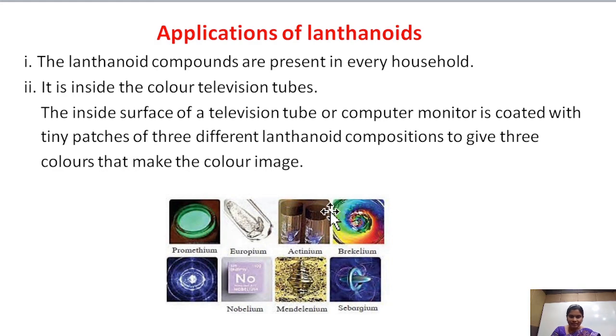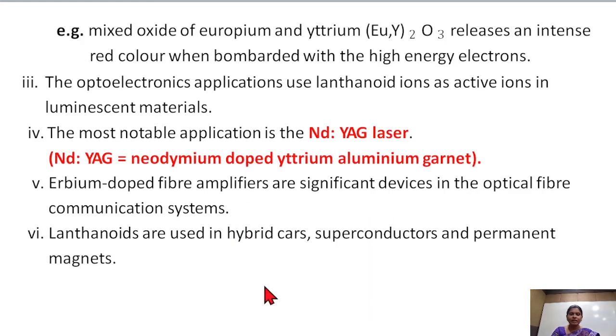Now, these are some examples of the applications of the lanthanoids. A mix of the oxides of europium and yttrium: europium-doped yttrium oxide, Y2O3, releases an intense red color when bombarded with high energy electrons.